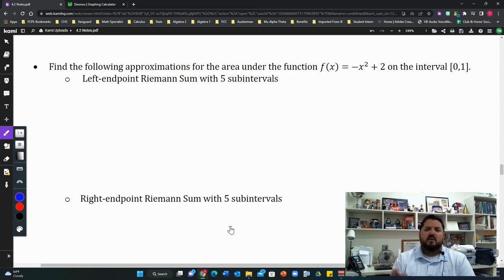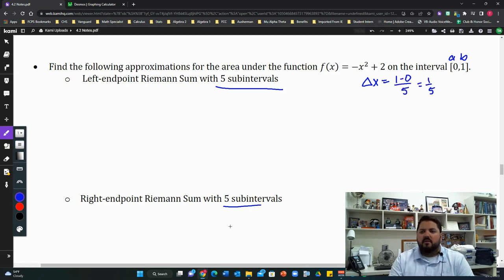That's really the only difference here, is now we're going to have to plug numbers in to calculate what the y values are. Okay? So for this one, I want to find the area approximation for the function f of x equals negative x squared plus 2 on the interval from 0 to 1. So 0 to 1, that is my a and b value. That's my interval. So for delta x, for both of these, we're going to use 5 subintervals. So my delta x would be 1 minus 0 divided by 5, or 1/5. Or to make it simpler for us, I'm going to use 0.2 as my delta x.